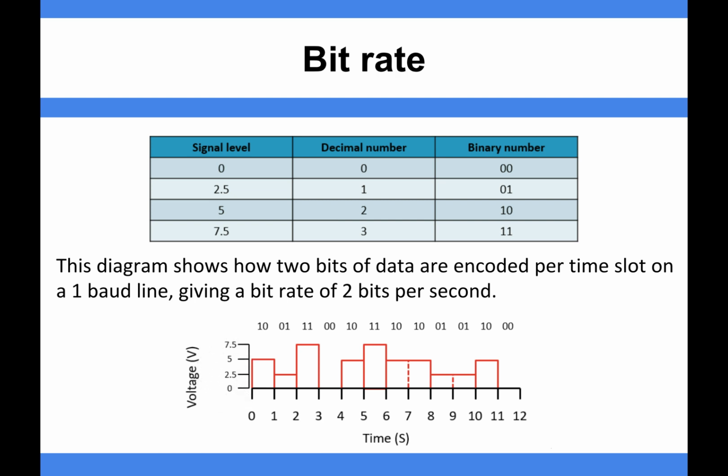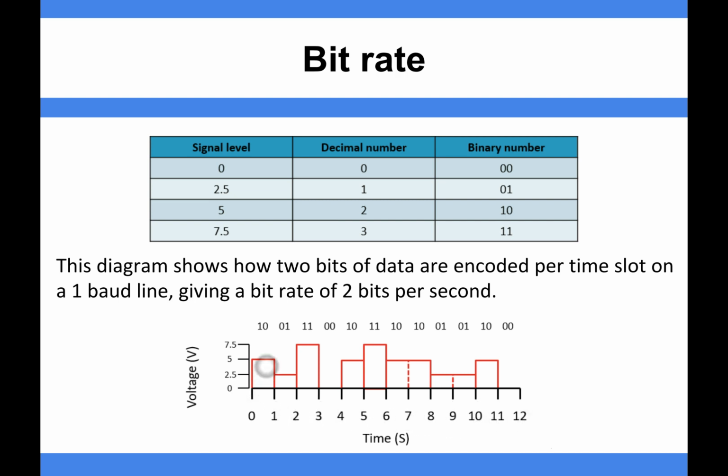In the same sense, if I've got 3 bits, that's 1, 2, 4, 8. There's 8 possible combinations with 3 bits. So I'd need 8 possible voltage levels down the side to send 3 bits of data per signal change. The diagram shows how 2 bits of data are encoded per time slot on a 1 baud line. So 1 baud means there's 1 signal change per second.